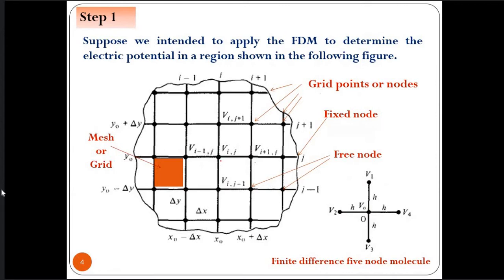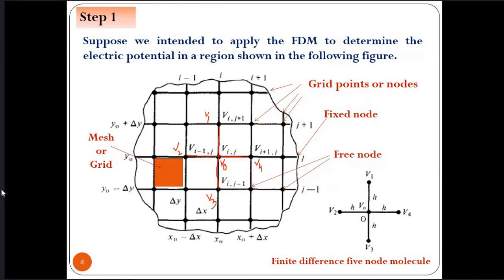So this is the potential V0 at this particular point where you have to find the unknown potential. It is directly connected with this particular node, this node, this node, and this node. So it will only depend on these. If we rank them in that way, it is V1, V2, V3, and V4.